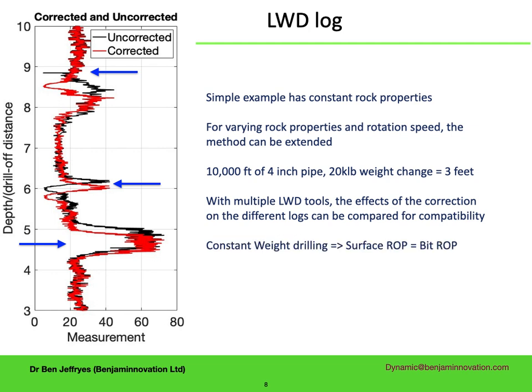But there is a simple solution when drilling with an auto driller. If weight on bit is constant, then surface ROP is the same as bit ROP. So if you want good LWD depth logs, set the auto driller to constant weight and check that the weight is staying constant. Okay, changing drill string length matters for logging, but does it matter for drilling performance?